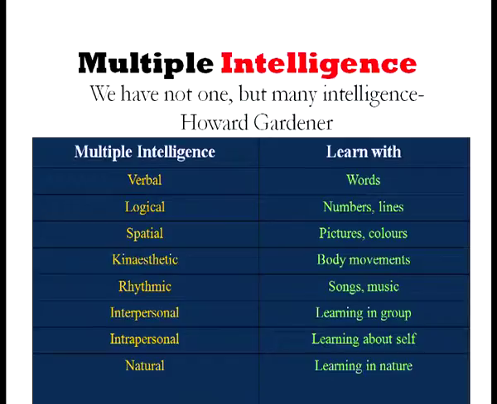Then we have interpersonal intelligence, those who like to work in a group, who like to stay in a group, they feel uncomfortable when they are alone, but there are other people who want to live alone, to be alone, they feel uncomfortable in groups. They have intrapersonal intelligence, they learn about themselves more than they learn about others. And then we have natural intelligence, which is learning about nature, learning in nature. These people are comfortable playing in nature.